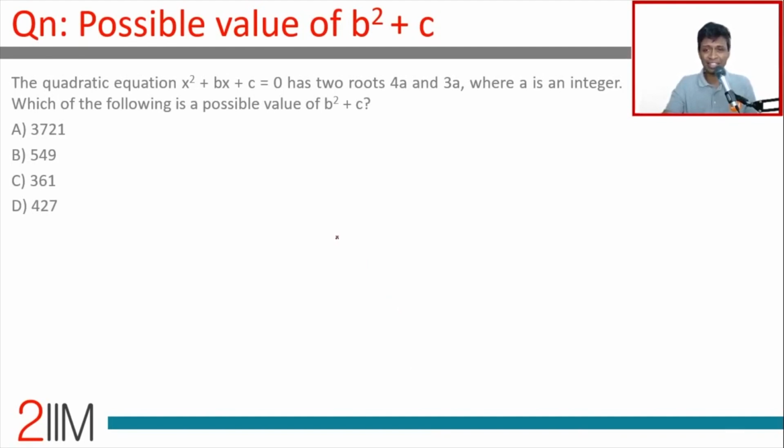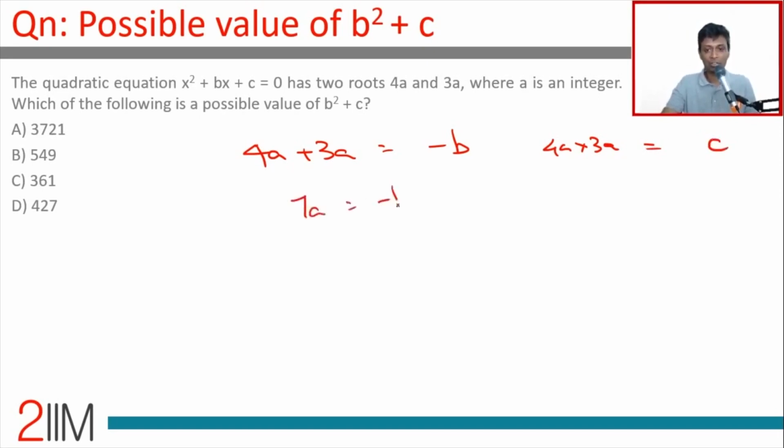The quadratic equation x square plus bx plus c equal to 0 has two roots, 4a and 3a, where a is an integer. Which of the following is a possible value of b square plus c? Brilliant. Sum of the roots, that is 4a plus 3a, equals minus b. Product of the roots is 4a into 3a. This is c.